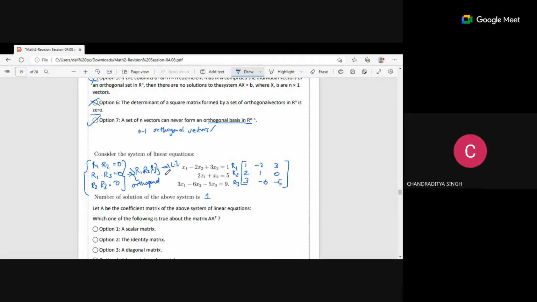Ma'am, how are an orthogonal set and an orthogonal basis different? Orthogonal set, for example, if you consider (1, 0, 0) and (0, 1, 0), this is an orthogonal set. And if you add another element, (0, 0, 1), now this is an orthogonal basis. Can any orthogonal set have more than n vectors? No. If the dimension is n, then it cannot have more than n vectors.